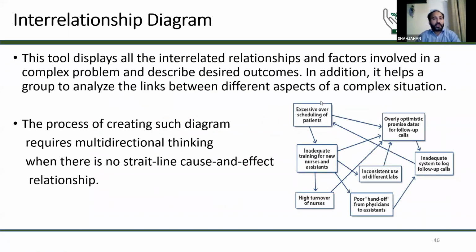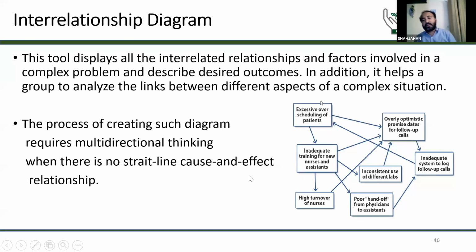The other chart is the interrelationship diagram. This tool displays all the interrelated relationships and factors involved in a complex problem and describes the desired outcome. In addition, it helps a group to analyze the links between different aspects of a complex situation. The process of creating such a diagram requires multi-directional thinking when there is no straight-line cause and effect relationship.